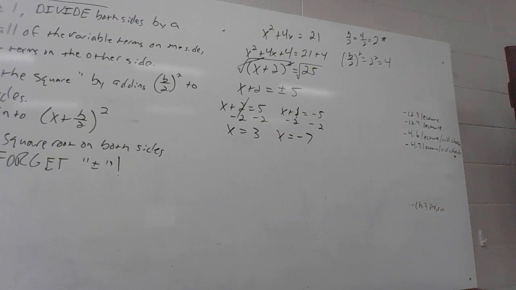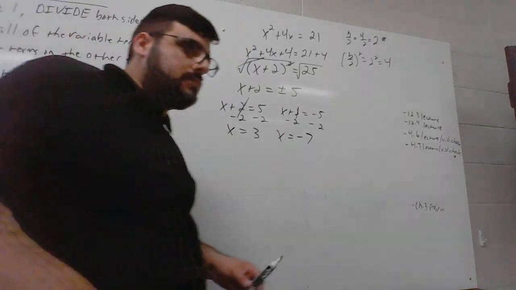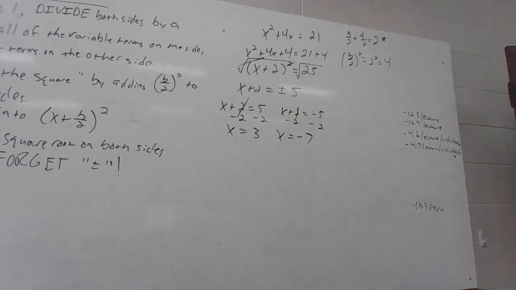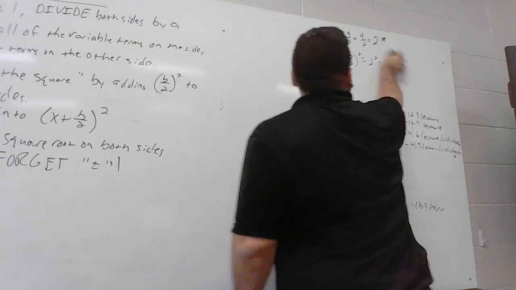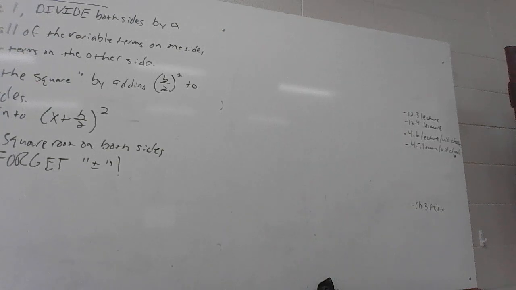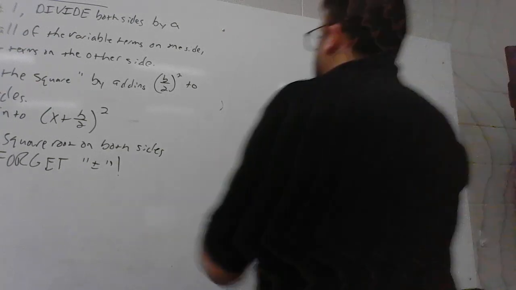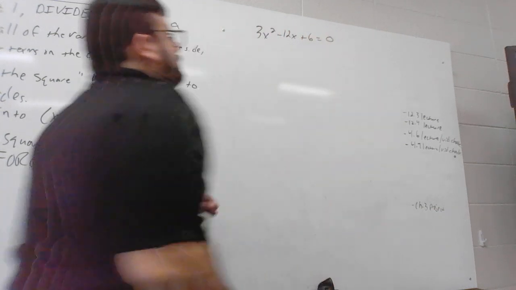Now let's try one where my value of a is not 1. So this is 3x squared minus 12x plus 6 equals 0. Go ahead and erase this here. Here's my problem. 3x squared minus 12x plus 6 equals 0.